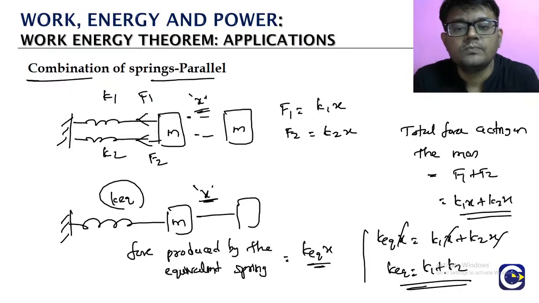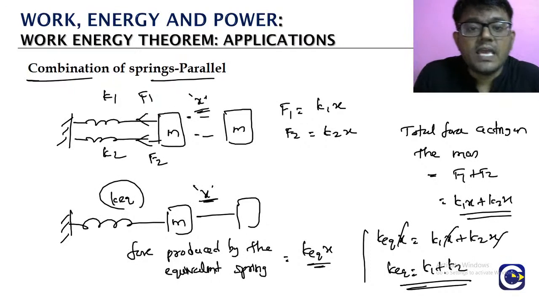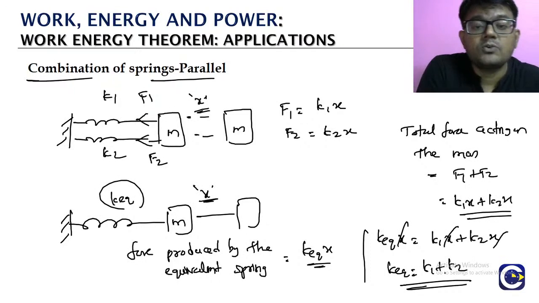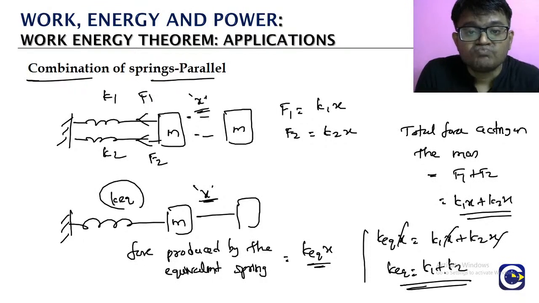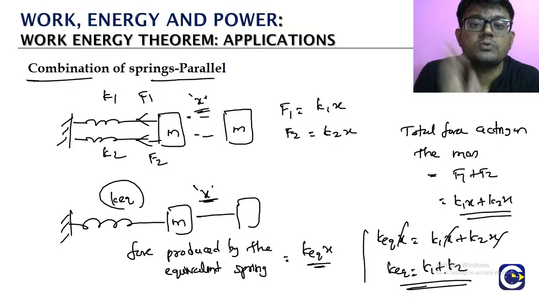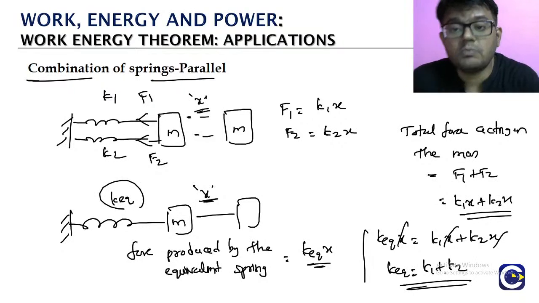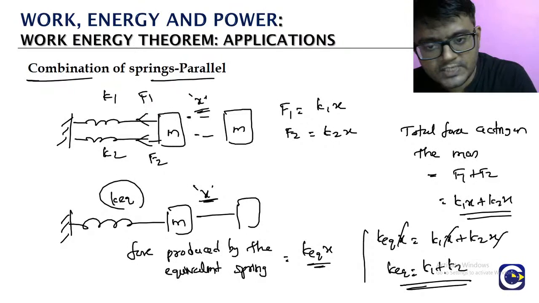This is for 2. If you have 3, K equivalent is equal to K1 plus K2 plus K3. If you have 4, K equivalent is K1 plus K2 plus K3 plus K4. If you have 10, K equivalent is K1 plus K2 up to 10. Okay, so this is about the parallel combination of the springs.